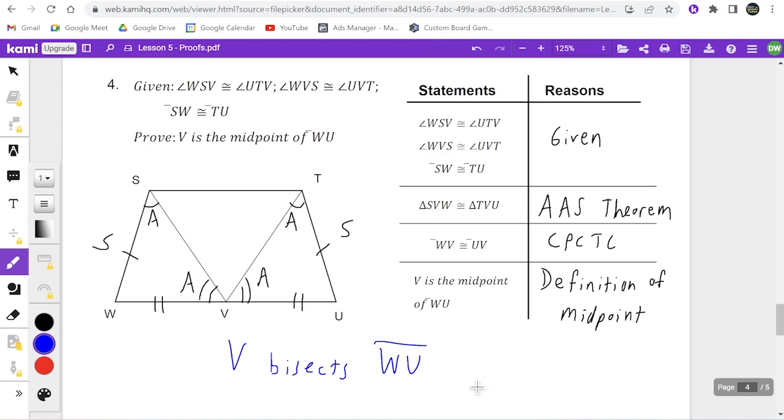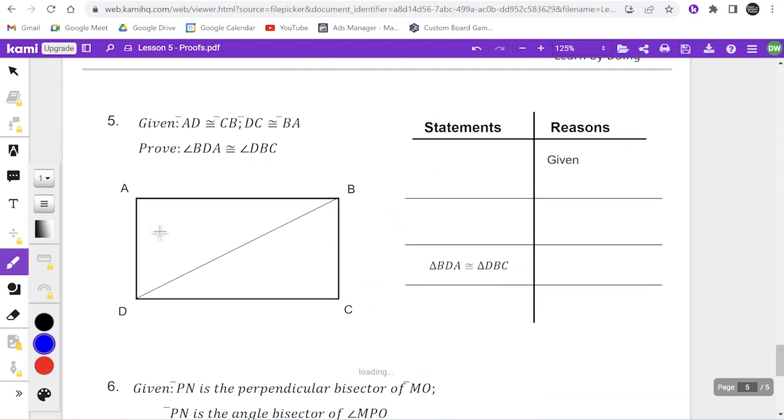Any questions for number 4? Okay. 2 more to go. We got number 5 and number 6. These are going to be the hardest ones, and we're going to be using a new property, a new reason that we have not talked about before, but it's going to show up twice in this one and the next one. So first, we already know the statements.